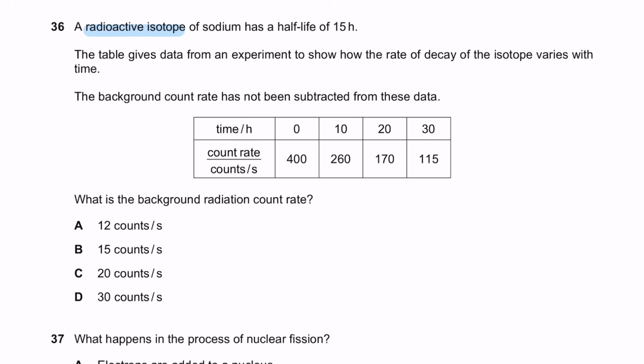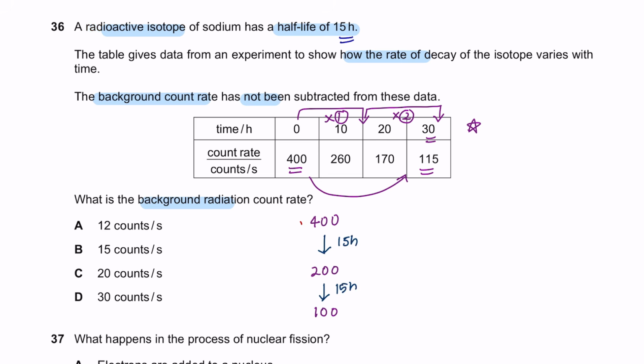Question 36. A radioactive isotope of sodium has a half-life of 15 hours. The table gave data from an experiment to show how the rate of decay of the isotope varies with time. The background count rate has not been subtracted from this data. What is the background radiation count rate? Okay, we know that the half-life is 15 hours. From this data here, we have a total of 30 hours, meaning that from 400 to 115, it has gone through 2 half-lives. So the values here are including the background radiation.